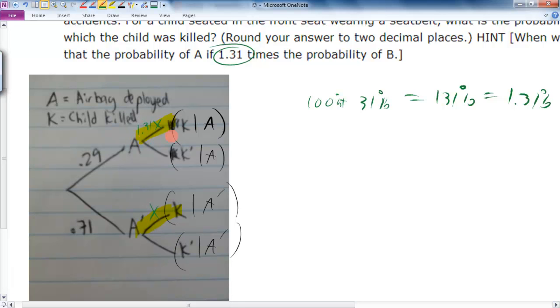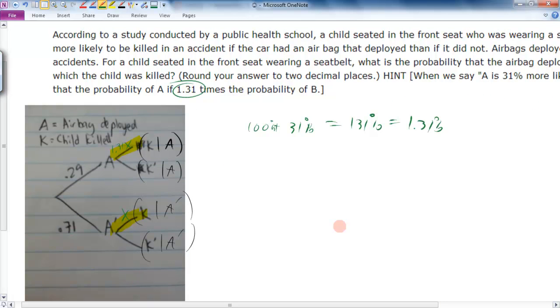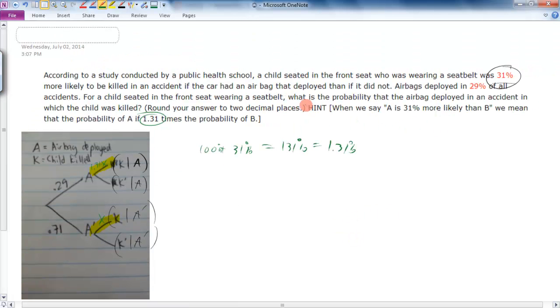So now you will notice we have this branch filled in, we have this branch filled in, and for the problem they ask you, what is the probability that an airbag deployed in an accident in which a child was killed? So for Bayes' theorem, the given condition is that the child was killed. It's either this branch or this branch. So we don't care. This branch here and this branch here might as well not even exist. We don't need them. Try to get rid of those. Your K's are there. There we go.